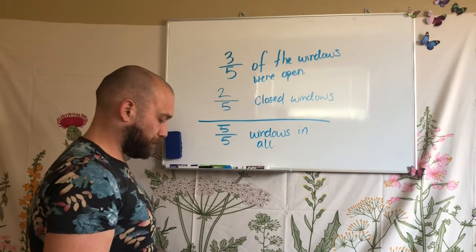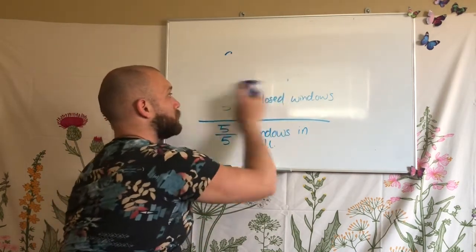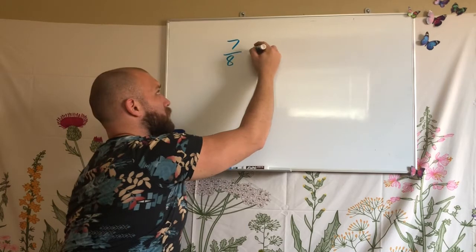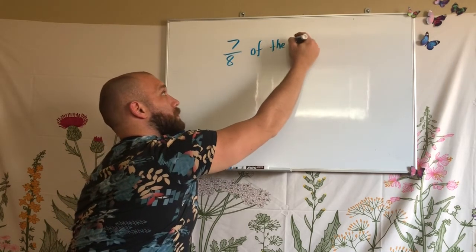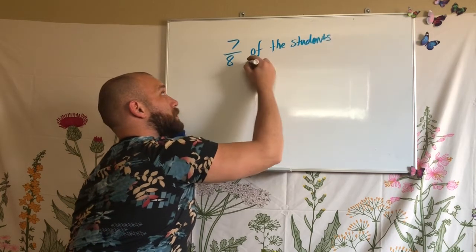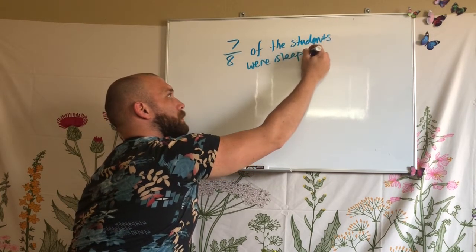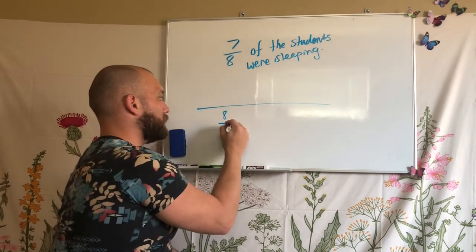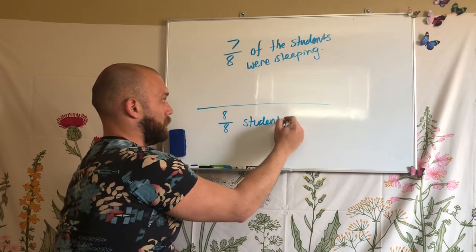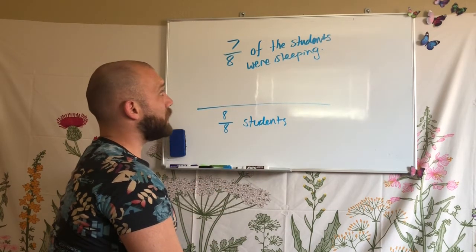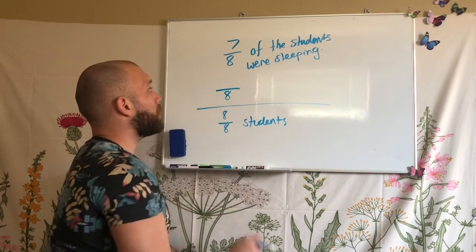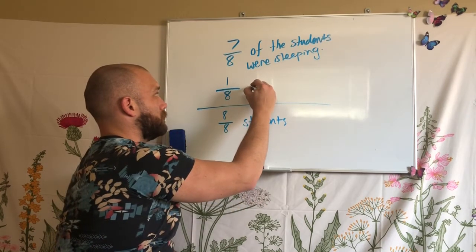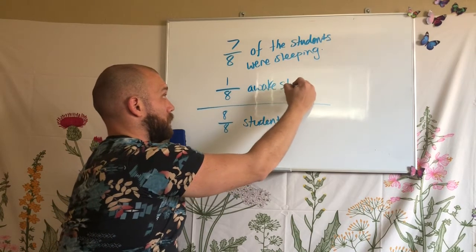Let's do a couple more. 7/8 of the students were sleeping. Ooh, that's not good. What's my fraction of students in all? Numerator matches denominator, so I have 8/8 students. So how many were not sleeping? Well, the denominator has got to stay the same. What's 8 minus 7? 1. I feel bad for that teacher.